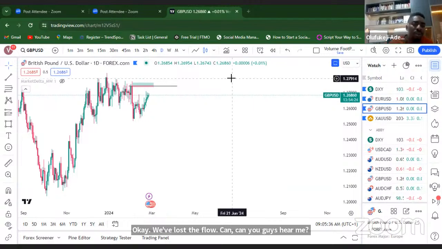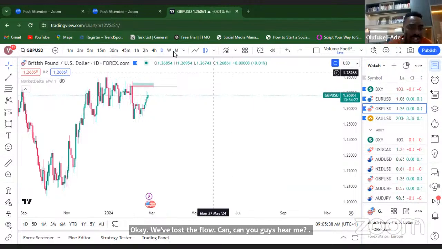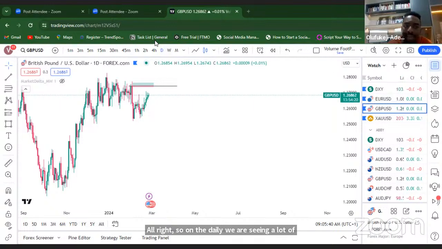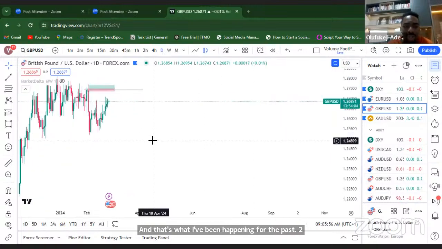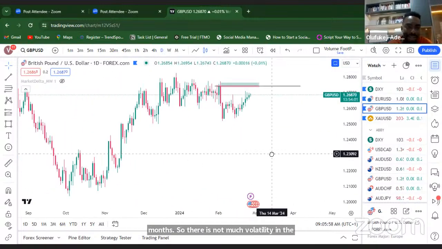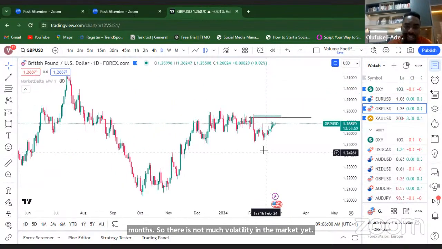VFT Hub. All right. So on the daily, we're seeing a lot of ranging, and that range has been going on for quite a while. Price has been hovering within a 200 pip range, and that's what has been happening for the past 2 months. So there's not much volatility in the market yet.